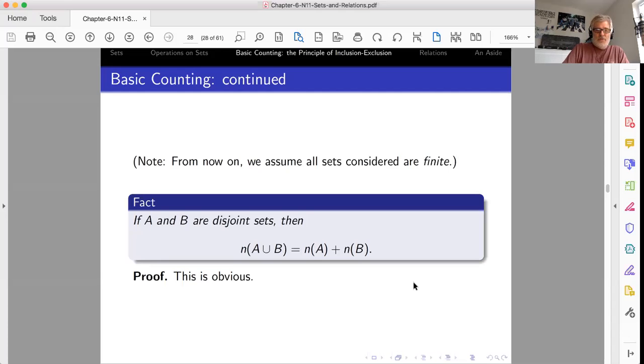So our first obvious fact is that if you have 2 sets which are disjoint, recall that 2 sets are disjoint if their intersection is empty, they have no elements in common. So if you want to count the number of elements in the union, all you have to do is add the number of elements in A and B. So the number of elements in the union of A and B is the number of elements of A plus the number of elements of B.